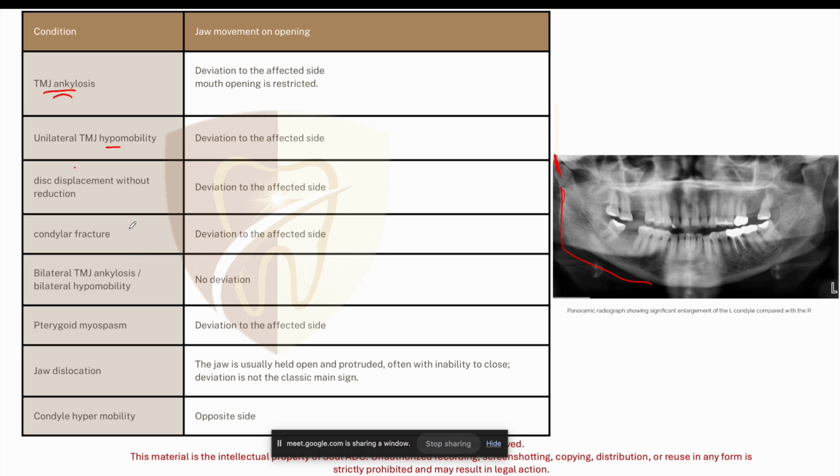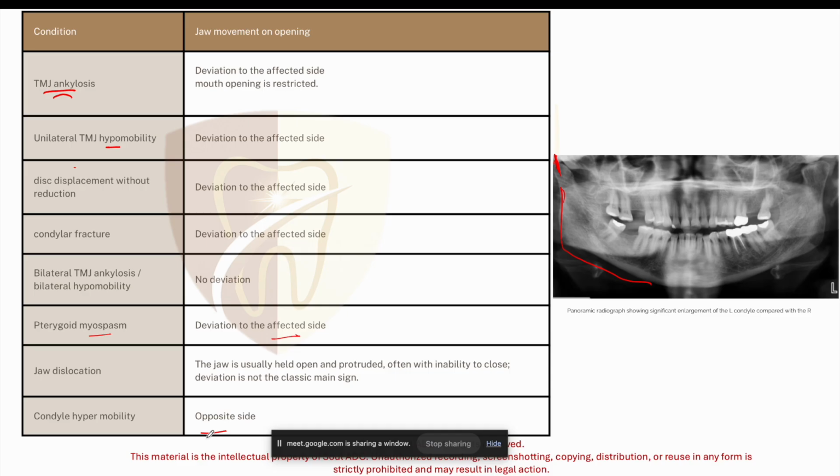Your ankylosis happens if both of your jaws are getting ankylosed. Just imagine, they are not able to open the mouth. So no deviation will be there because both the sides are getting affected. If your lateral pterygoid muscle myospasm happens, spasm of the muscle, the deviation is also on the affected side. In your osteochondroma, we discussed it is on the opposite side. Your condylar hypermobility also opposite side. For the rest, the movement is on the same side.